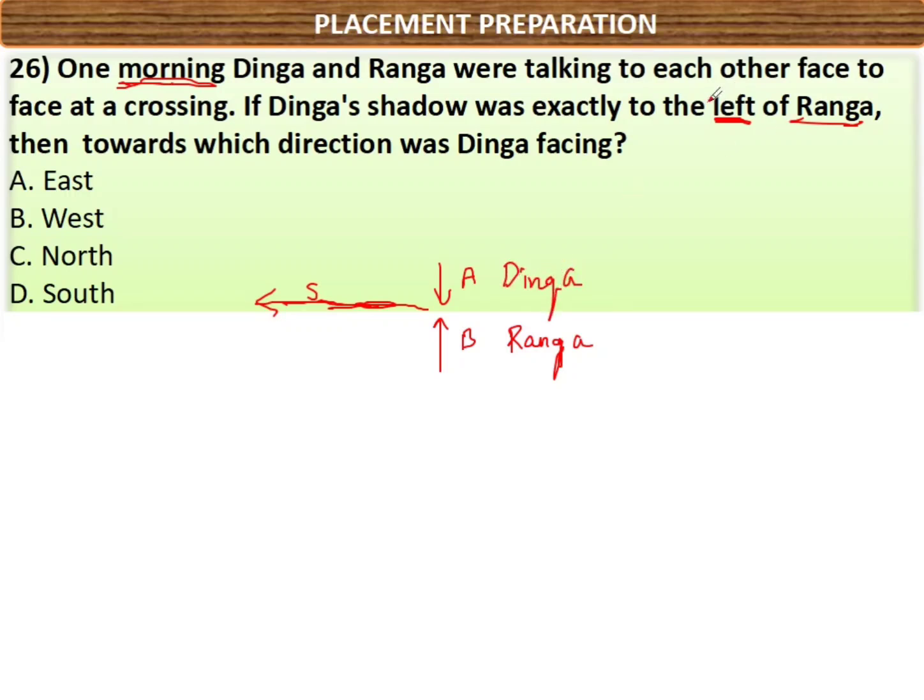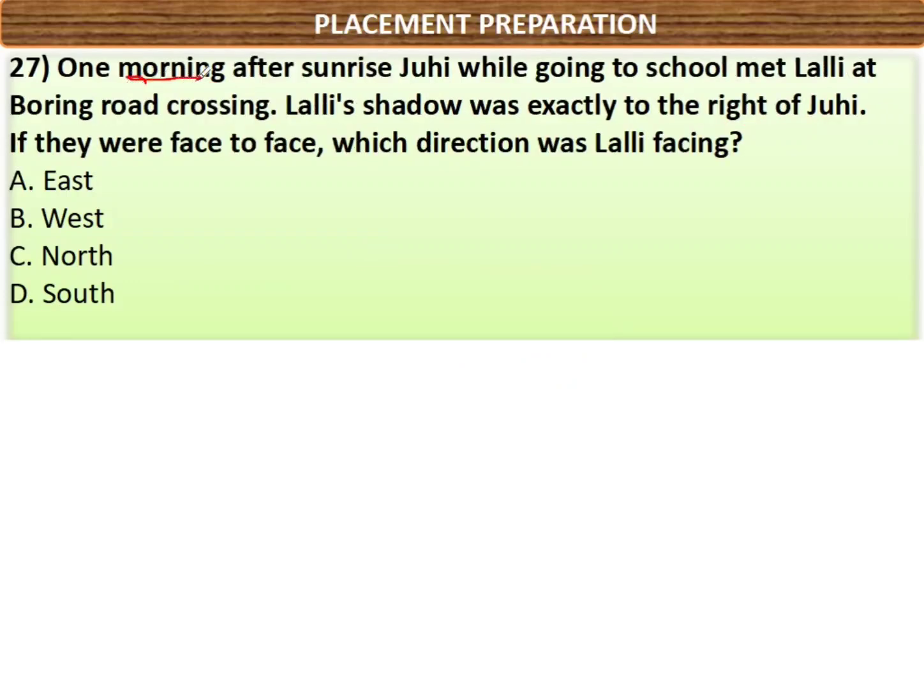So now what is the question? Towards which direction is Dinga facing? Down, means he is facing towards south. That's it. Very simple, guys. If you follow this approach, there is no confusion. Just by drawing these three lines, you will get the correct answer. Again, same rule, don't read the entire question.